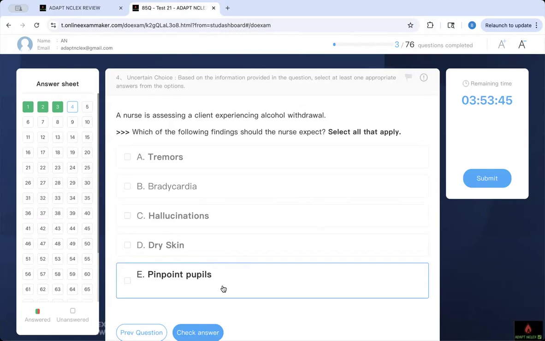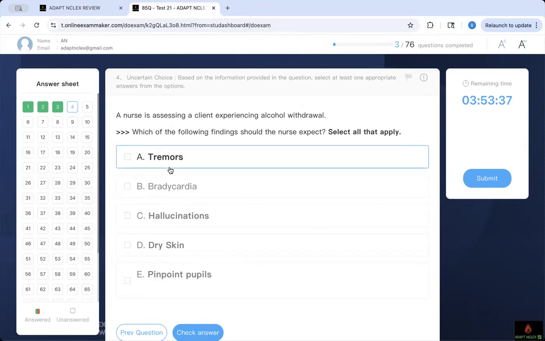Then you figure out the symptoms. Never memorize the symptoms. Write this down. Pay attention to this concept. Write it down. The first thing you ask yourself, alcohol withdrawal. Do I see tachycardia? Do I see tremor, bradycardia, hallucination, dry skin, or pinpoint pupils? I will guide you. That's the concept. Write it down. After you pick your answer, I'm going to give it to you. You pick your answer. What do you think?